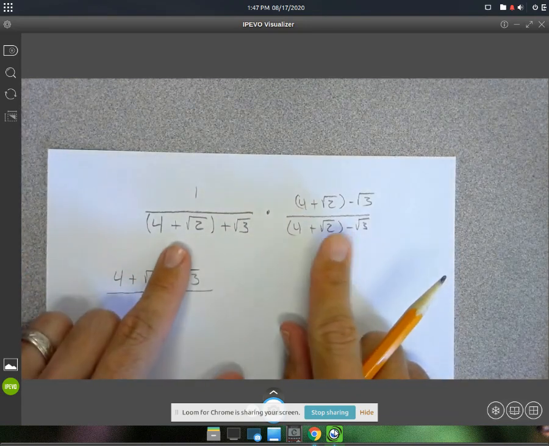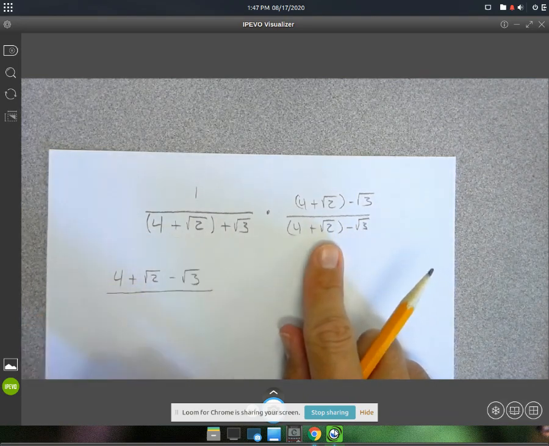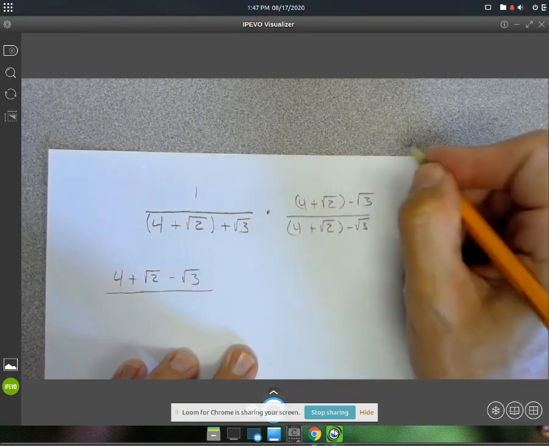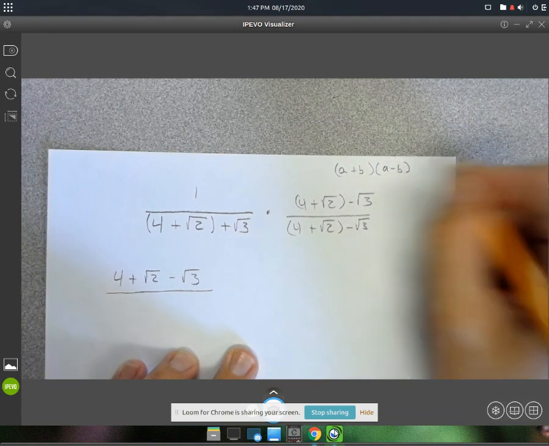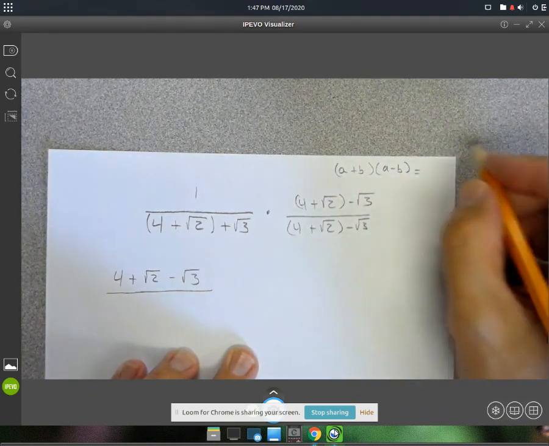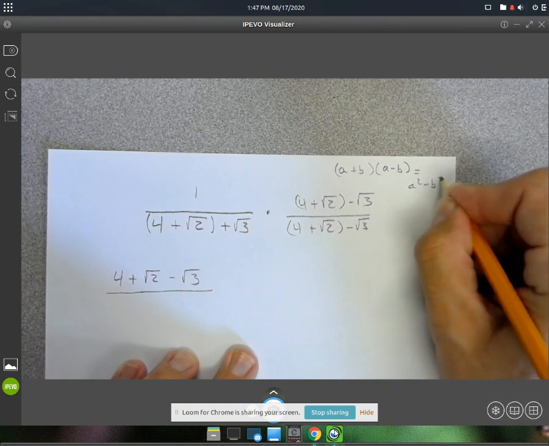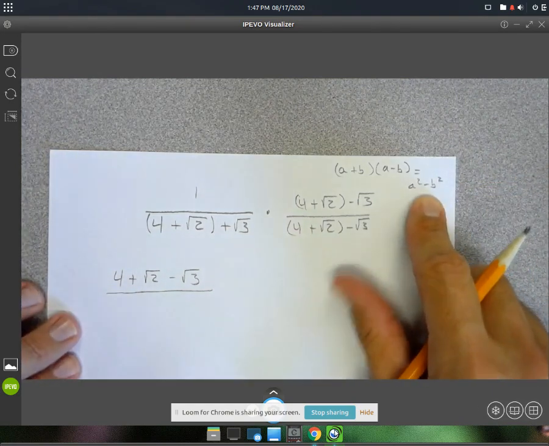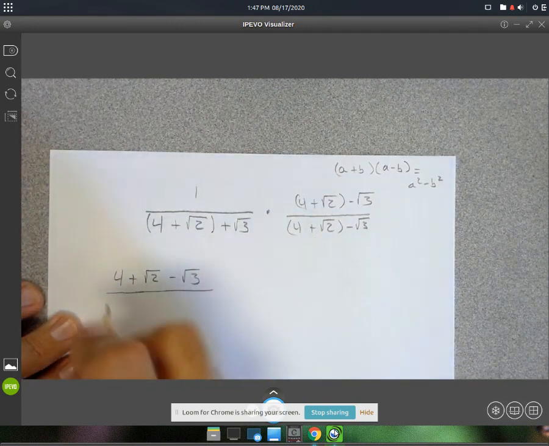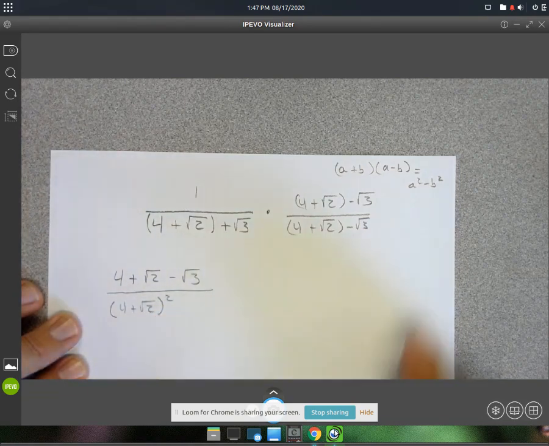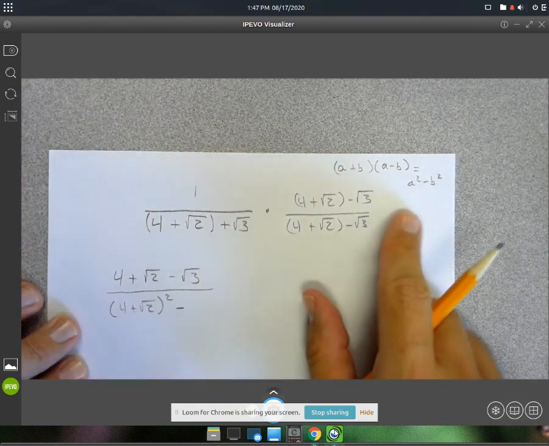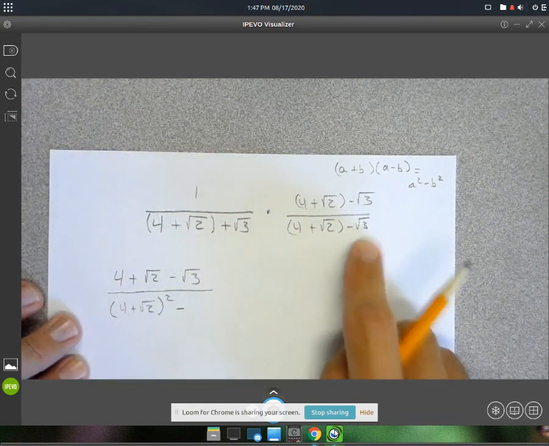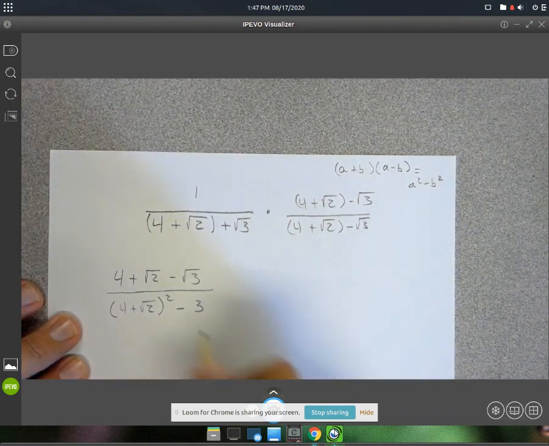Now this is going to be like what happens in the difference of two squares. If we had a plus b and a minus b, these are conjugates. This is going to multiply to be a squared minus b squared. The middle two terms cancel. So we're going to have 4 plus root 2 squared, that's that part, and then minus the b squared. So that's going to be root 3 times root 3, which is root 9, which is 3.